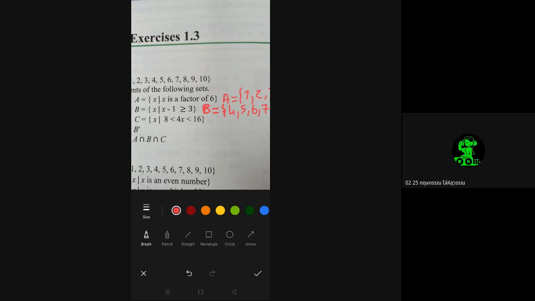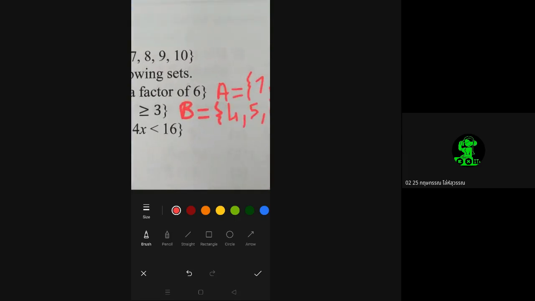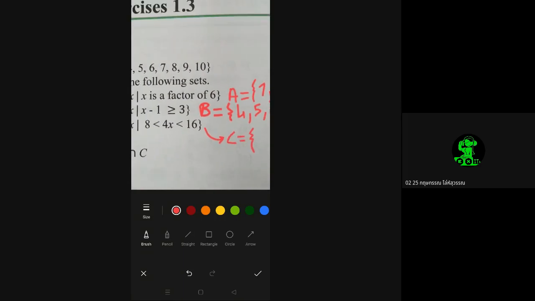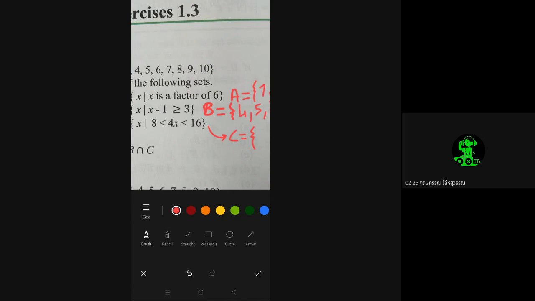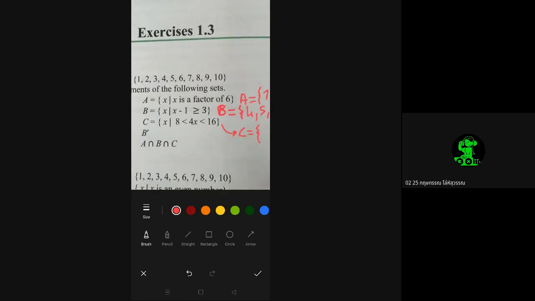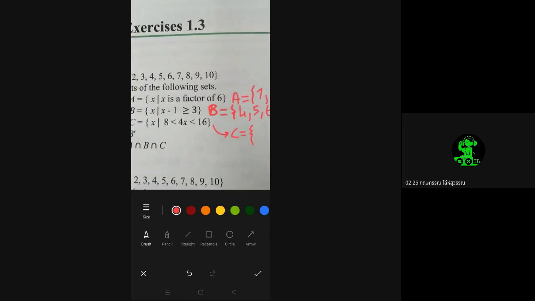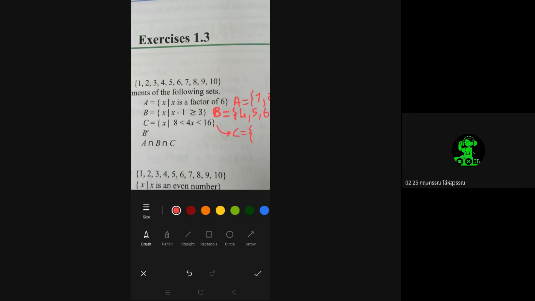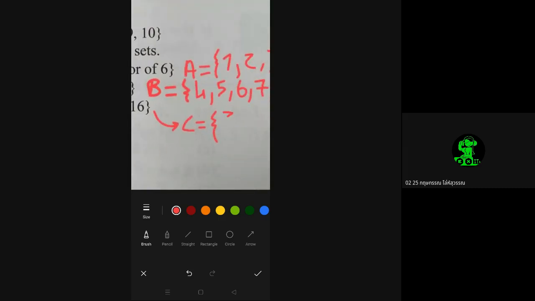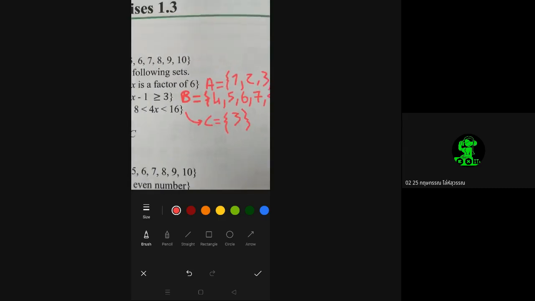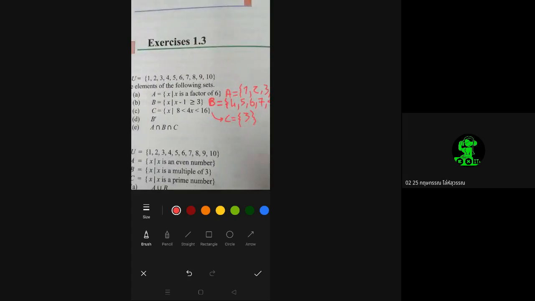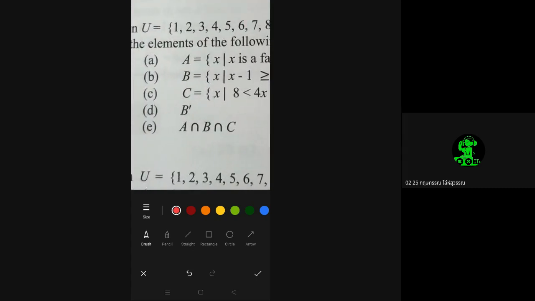What is set C? 8 is less than 4x, and 4x is less than 16. So x should be 1, 2, or 3. Yeah, x can be only 3.